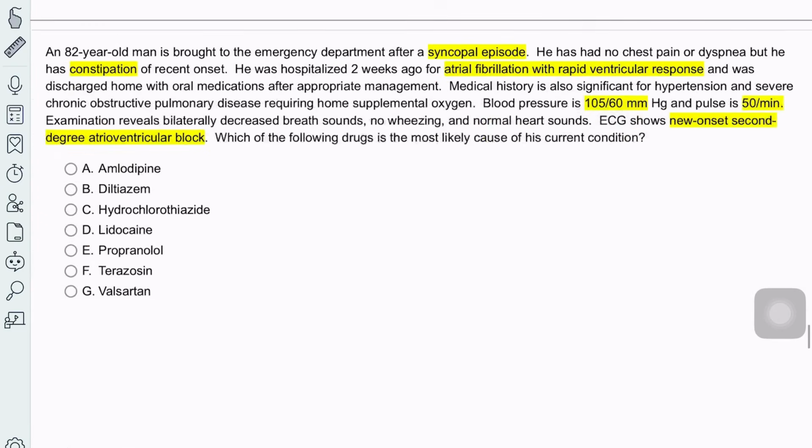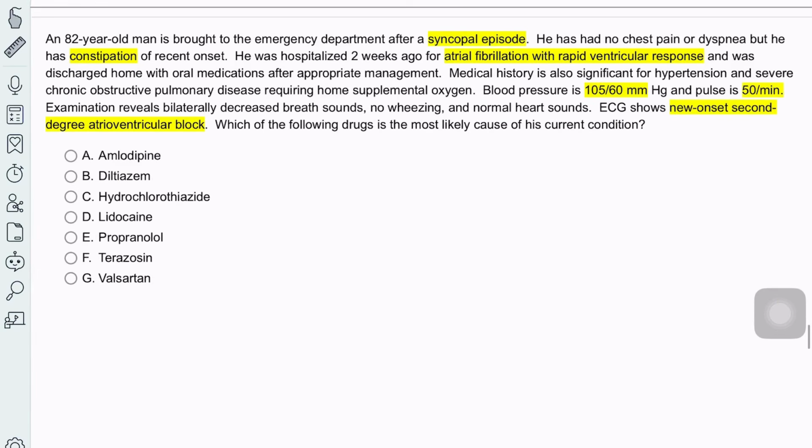Next question. An 82-year-old man is brought to the emergency department after a syncopal episode. He has had no chest pain or dyspnea, but he has constipation of recent onset. He was hospitalized 2 weeks ago for atrial fibrillation with rapid ventricular response and was discharged home with oral medication after appropriate management. Medical history is also significant for hypertension and severe chronic obstructive pulmonary disease requiring home supplemental oxygen.